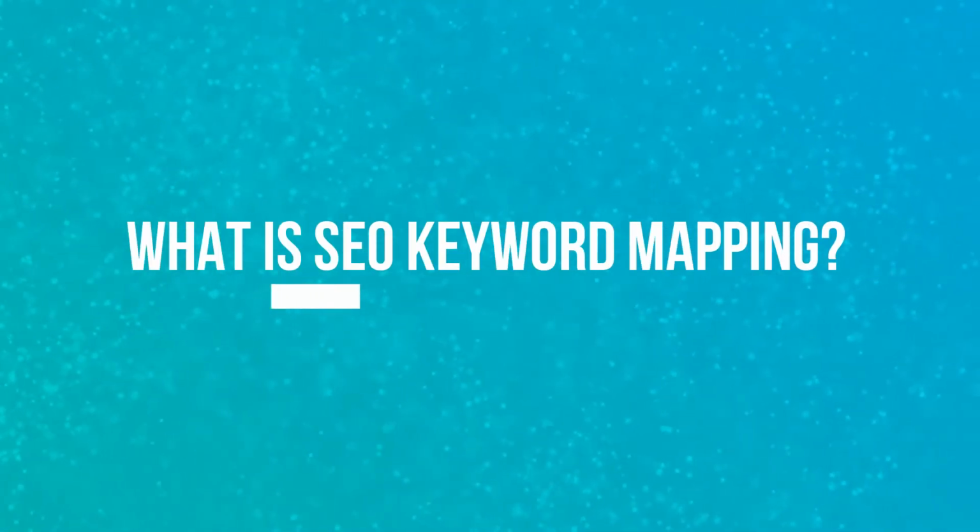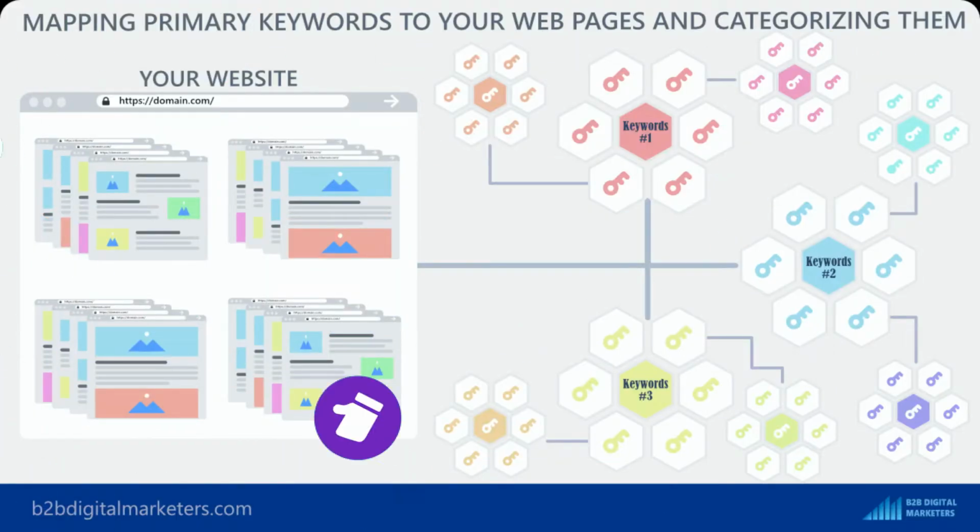So, first of all, what is SEO keyword mapping? SEO keyword mapping is a process of compiling all of your web pages on your website, assigning one primary keyword to each of your web pages or URL, and then organizing those keywords into clusters and categories in order to ensure you are not targeting the same keyword with multiple pages, have properly optimized web pages, and ensuring your SEO and keyword targeting brings the best results.